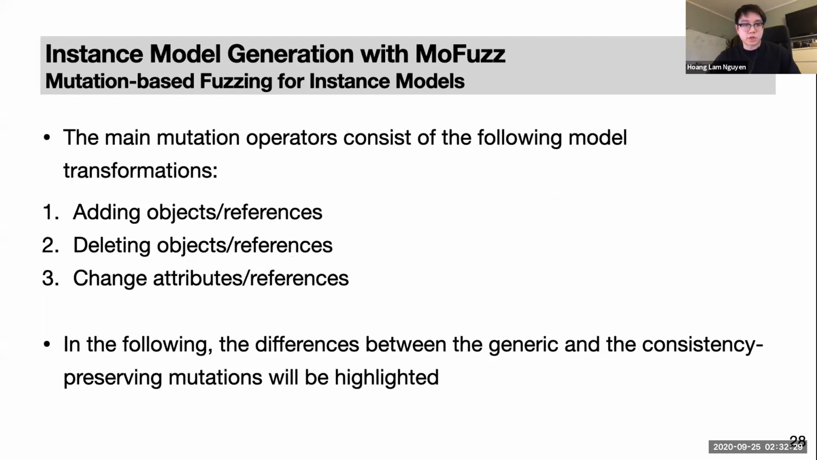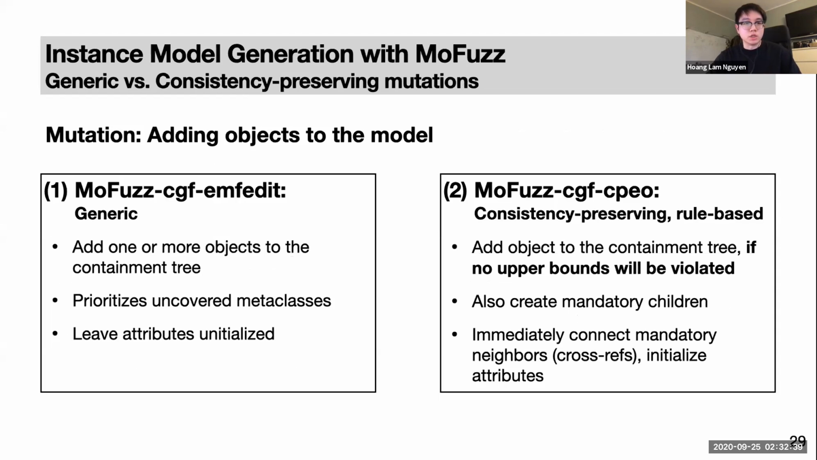So there are also some other mutations which are described in the paper, but in this talk I will highlight some differences between the generic and consistency preserving mutations. So in the case of adding an object to the model, when we use a generic mutation, the mutation will add one or more objects to the containment tree of the model. And it will also prioritize uncovered metaclasses to focus on high metaclass coverage. However, it leaves the attributes uninitialized.